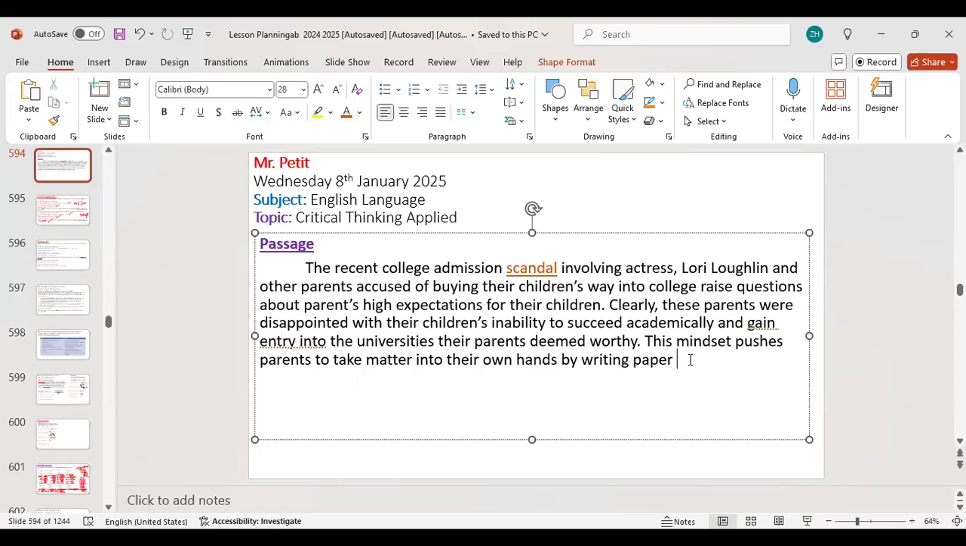So this mindset pushes parents to take matters into their own hands by writing papers, setting up and running charitable foundations in their children's name, and even completing and submitting college applications.